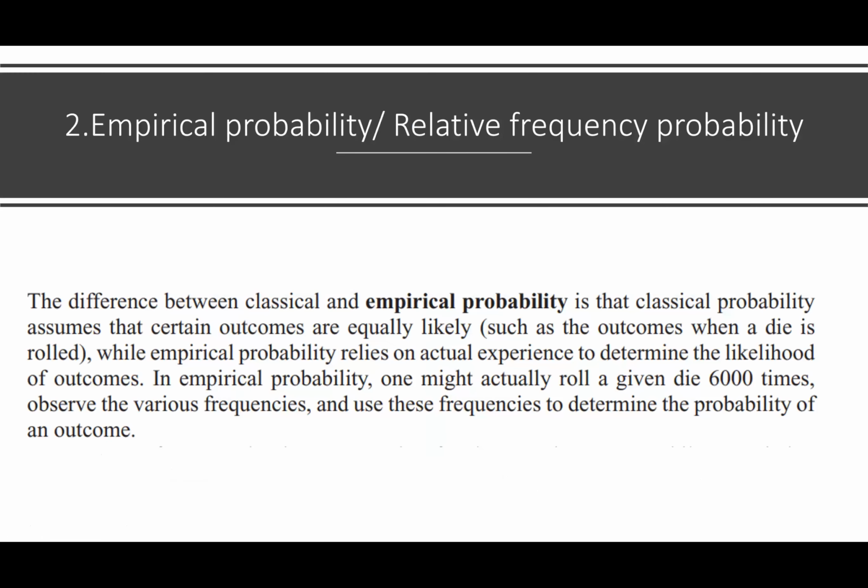Second is the empirical probability, or relative frequency probability. The difference between classical and empirical probability is that classical probability assumes that certain outcomes are equally likely, such as the outcomes when a die is rolled, while empirical probability relies on actual experience to determine the likelihood of outcomes. In empirical probability, one might actually roll a given die 6,000 times, observe the various frequencies, and use these frequencies to determine the probability of an outcome.